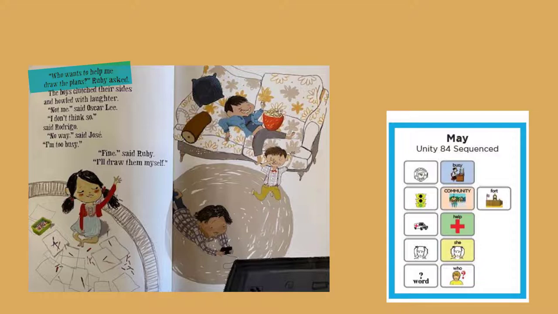"Who wants to help me draw the plans?" Ruby asked. The boys clutched their sides and howled with laughter. "Not me," said Oscar Lee. "I don't think so," said Rodrigo. "No way," said Jose. "I'm too busy." "Fine," said Ruby. "I'll draw them myself."